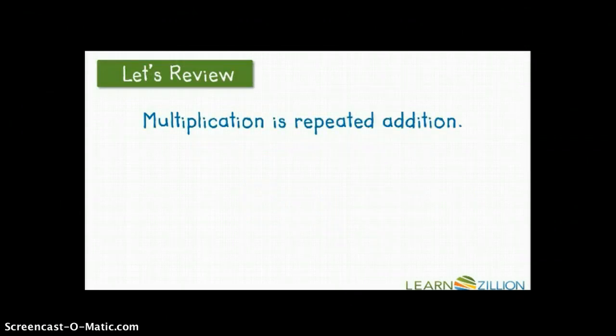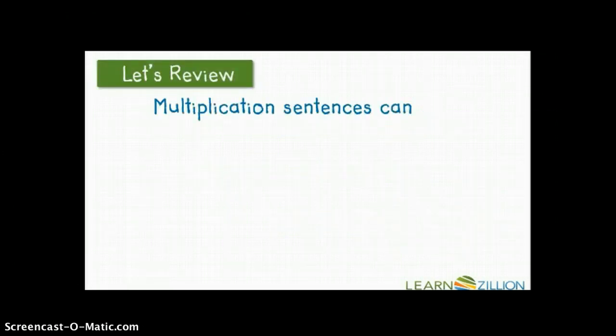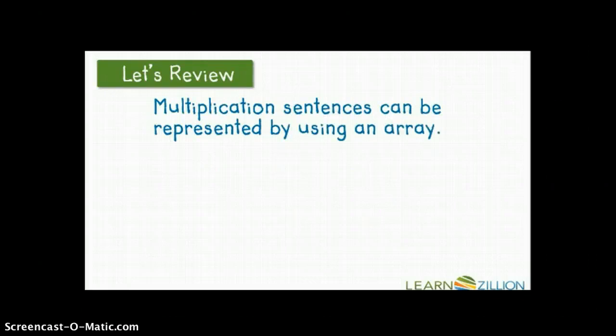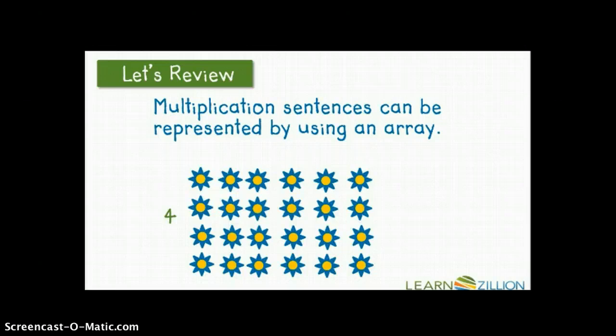It's also important to remember that multiplication is the same thing as repeated addition. We could add 32 5 times, or we could simply say 32 times 5. Multiplication is much faster. It's also important to remember that multiplication sentences can be represented by using an array. Here we have 4 rows and 6 columns. So we have 4 rows with 6 in each row. We could count each individual picture, or we could simply say 4 times 6 equals 24.